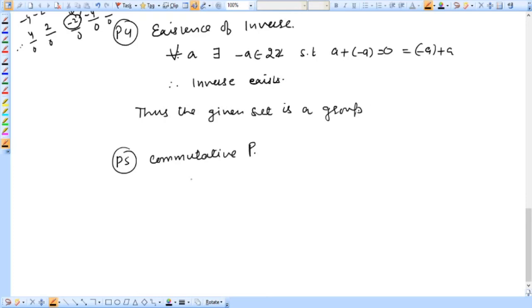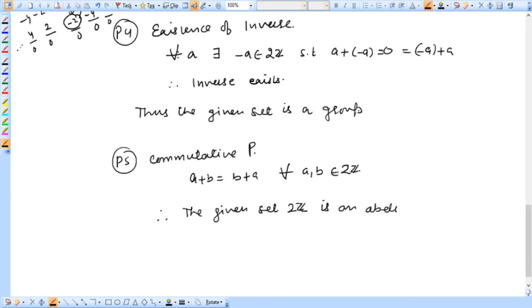Property number 5, commutative property. We know a plus b is equal to b plus a for all even integers, right? Therefore the given set of even integers is an abelian group, right?